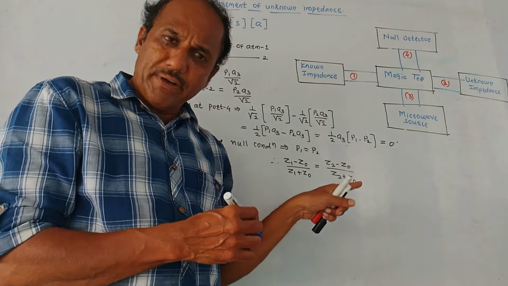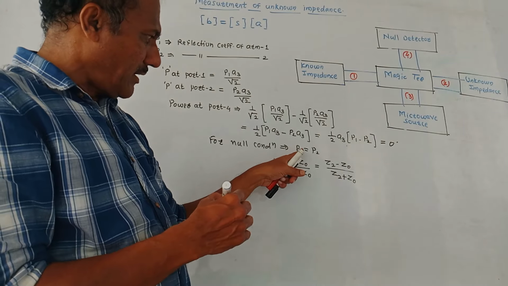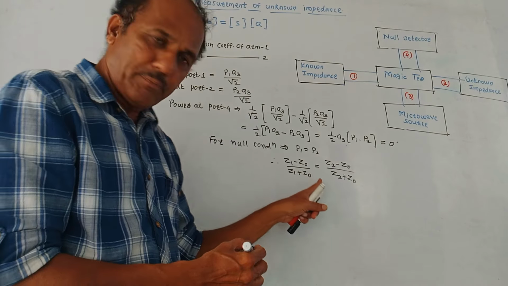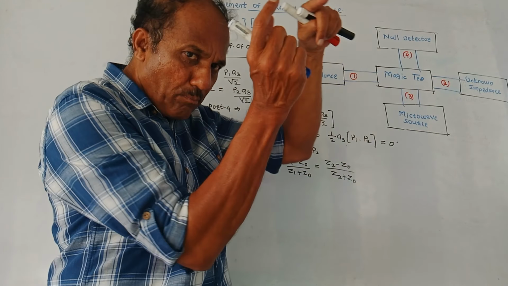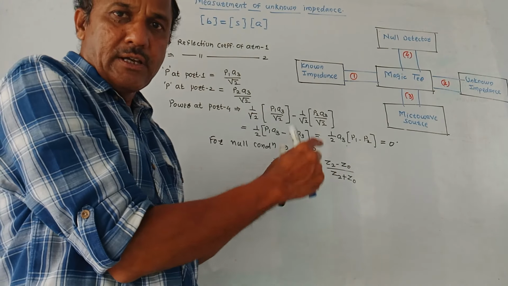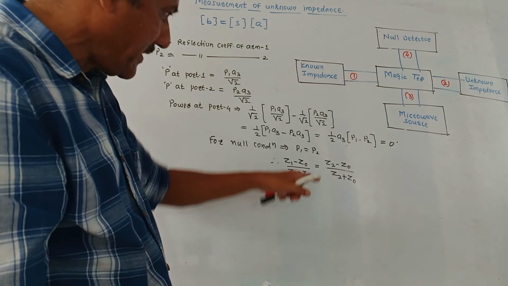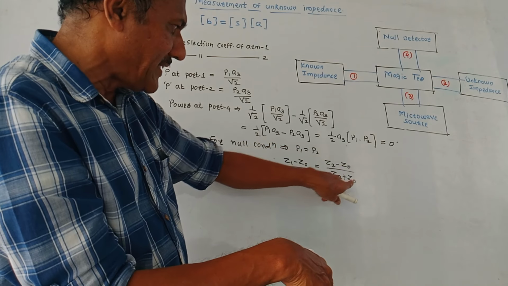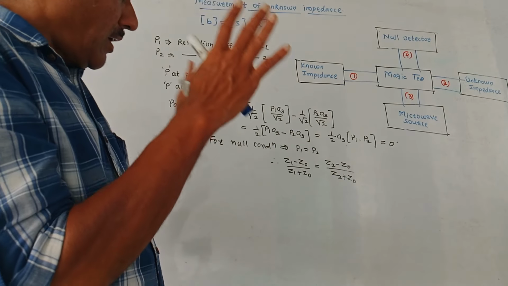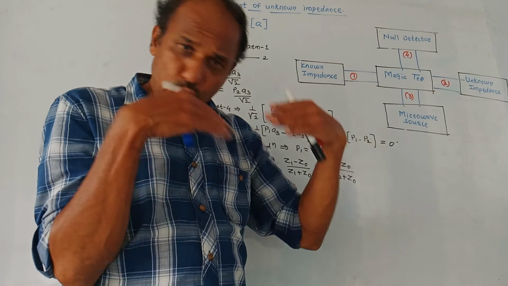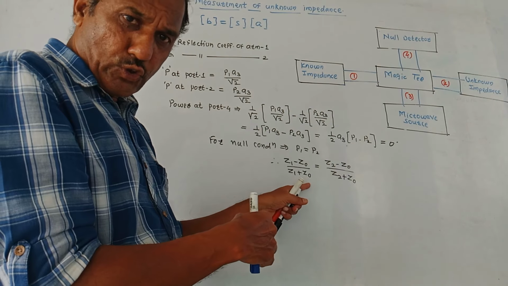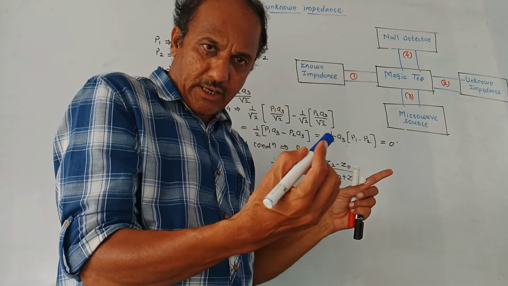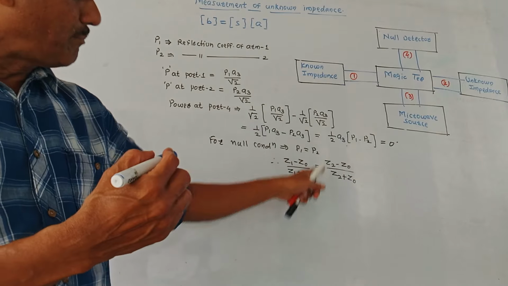In terms of impedance, I can write, since P1 is related to port 1, P1 is (Z1 minus Z0) upon (Z1 plus Z0). Z is impedance. For port 1, the notation is Z1. Z0 is the standard characteristic impedance, or you may say output impedance. Then P2 is (Z2 minus Z0) upon (Z2 plus Z0). Z1 is the known impedance, the standard impedance. Z0 is also the characteristic impedance. So from this equation, if you are getting a null condition, we can measure the unknown impedance Z2.